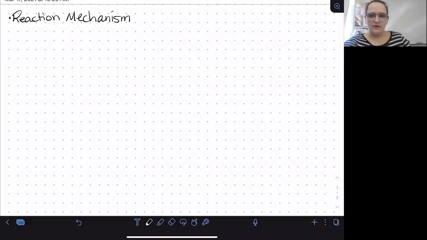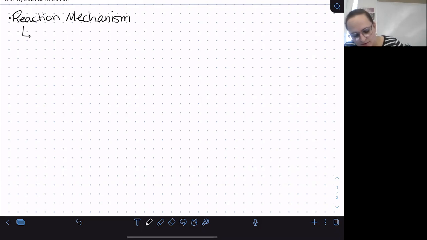In this video, we're going to be learning about reaction mechanisms. So we have alluded to the fact at various points in your chemistry education that not all chemical reactions occur in a single step. So a reaction mechanism is just what we call the series of steps that a reaction takes to get from reactants to products.